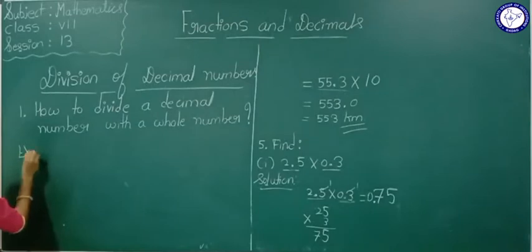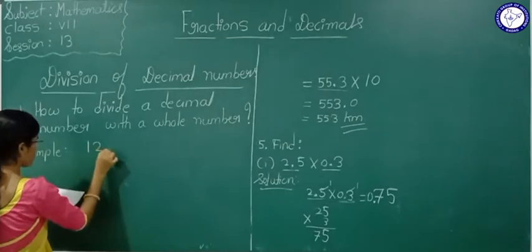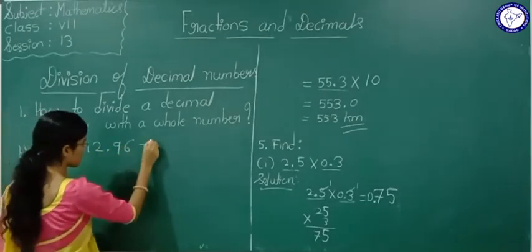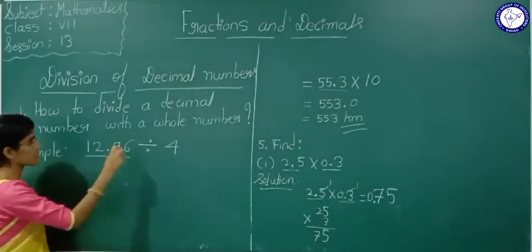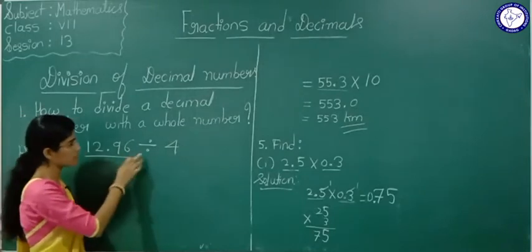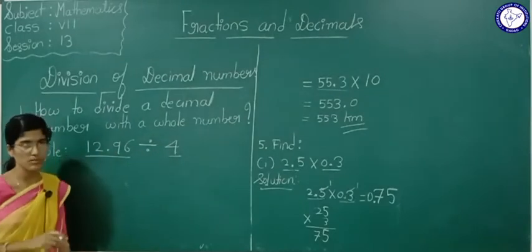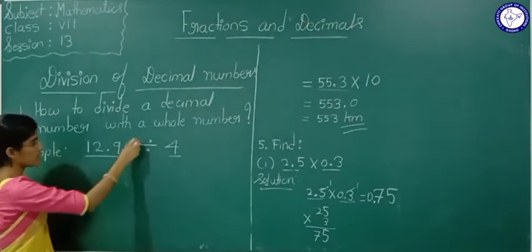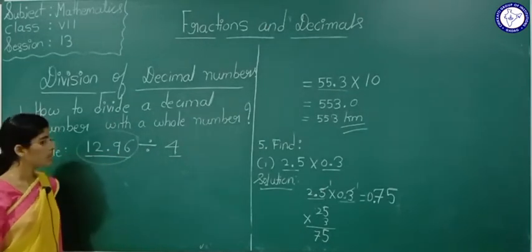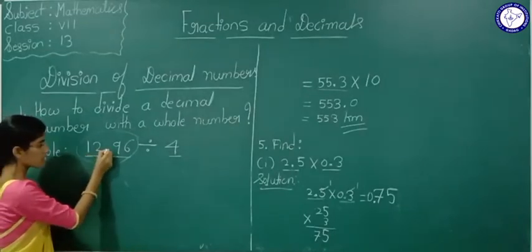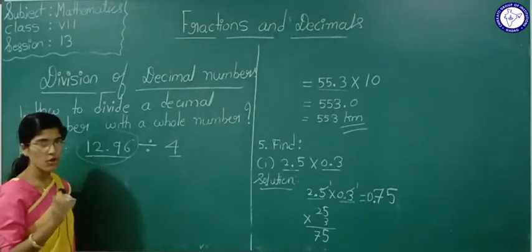Say example, 12.96 divided by 4. Now see here, this is a decimal number, right? Decimal number divided by a whole number. Now what you do, see students, 12.96 is a decimal number. You just remove the point. Take it as a normal whole number.